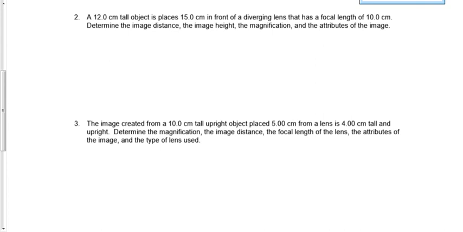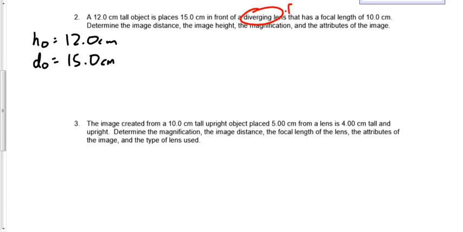12 centimeter tall object, that's going to be HO, the height of our object is 12 centimeters. It's placed 15 centimeters in front of a diverging lens. Our object distance is 15 centimeters. DO will always be positive. HO will almost always be positive. Be careful with this. We have a diverging lens.